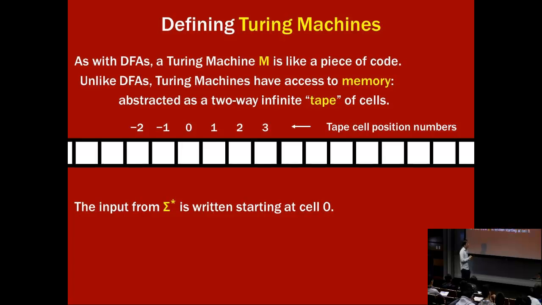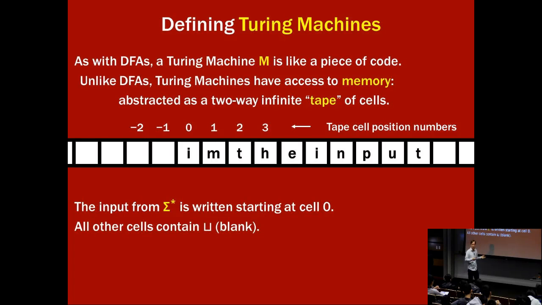Okay, so a machine takes as an input some string over an alphabet sigma. It's assumed that the input is written on the tape to begin with, starting at position 0. All the other cells or squares contain this special symbol, this cup shape, which means blank. So blank is like another symbol. I won't draw it as emptiness, I'll draw an explicit blank symbol.